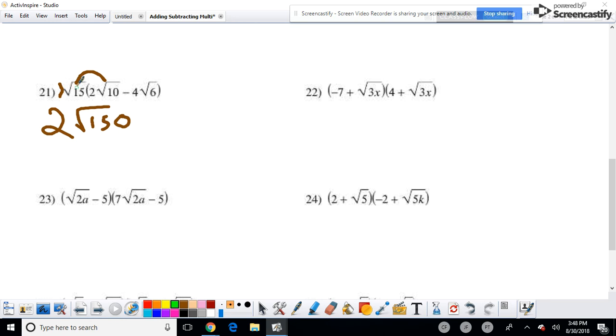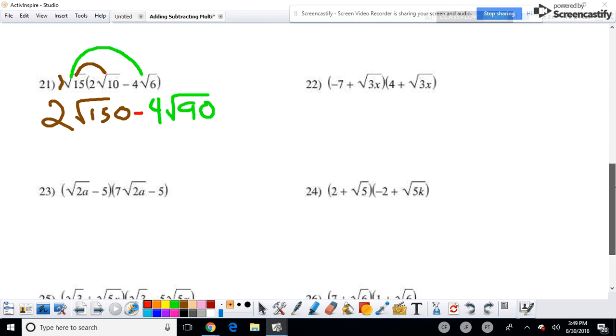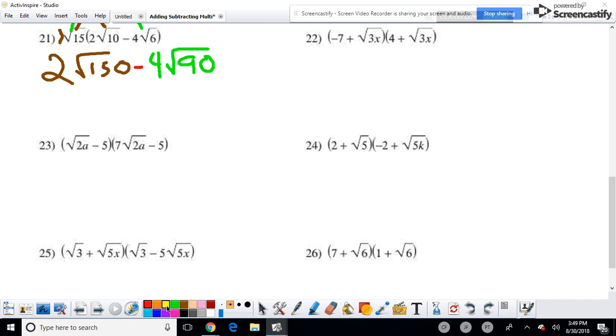Now, we're going to multiply the same radical times the second term. So radical 15 times 4 radical 6, that gives me 4, and 15 times 6 is 90. 4 radical 90. And we're going to put our minus sign back in the middle. So we're done with the multiplication piece. Now we got to break all of this down. So let me give myself a little bit more room here.